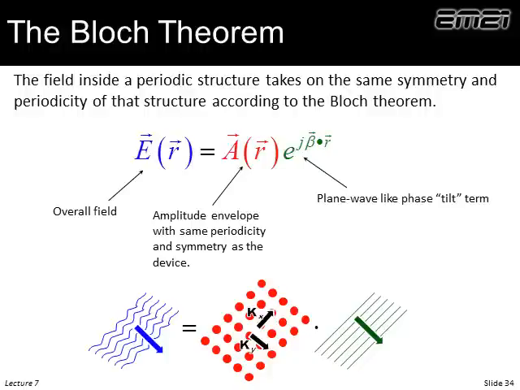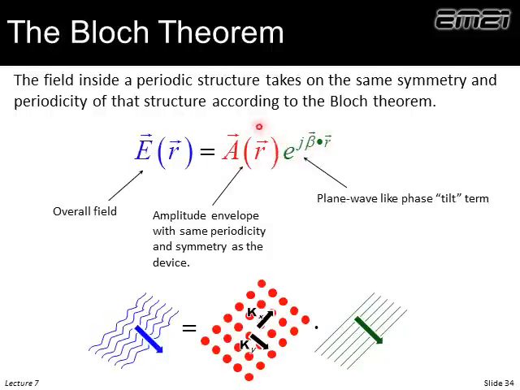From this comes something called the Bloch theorem. And what I said on the previous slide is a little bit wrong, and here's the correction to that. So it turns out the field inside a periodic structure E, that's the overall total field, we can separate into two components. Well, it's traveling in some direction, so we have this plane wave phase tilt term, if you will, and then it also has this amplitude envelope.